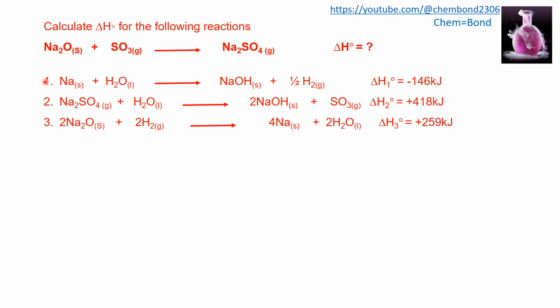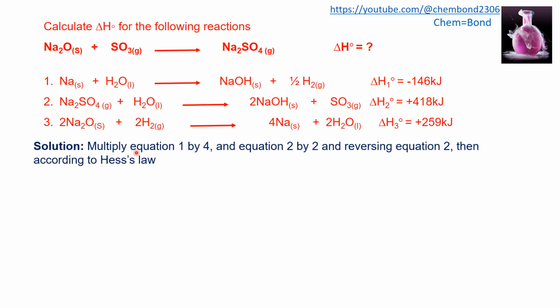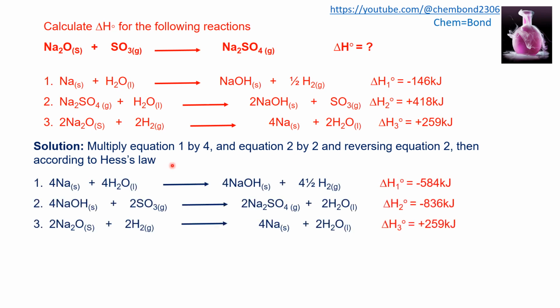There are some stepwise reactions given along with their enthalpies. So we will solve it. Multiply equation 1 by 4 and equation 2 by 2 and reverse equation 2. Then according to Hess's law, first we will multiply equation 1 by 4.